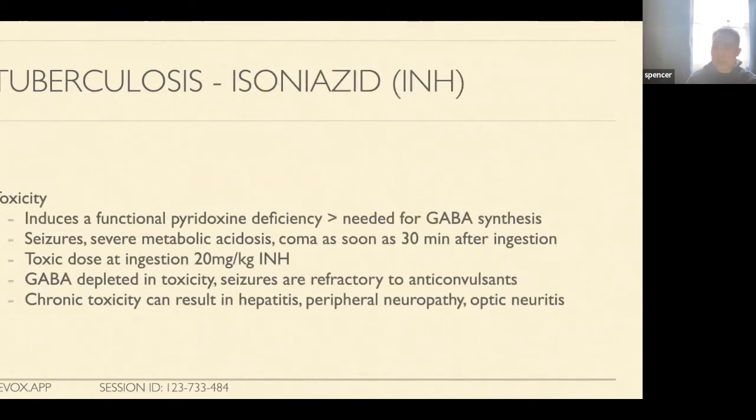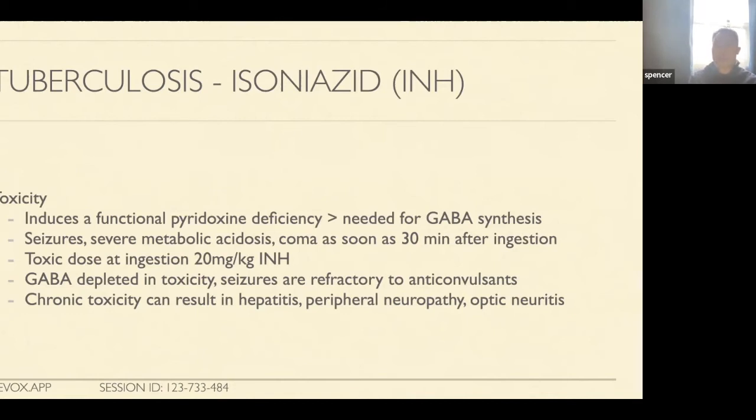Starting with isoniazid. Isoniazid is the big drug that we see being used in TB treatment. It's a prodrug. It undergoes metabolic activation. It irreversibly inhibits an enzyme that helps with the synthesis of mycobacterial cell walls. It's rapidly absorbed. It has a peak serum concentration within 2 hours when you take it orally.